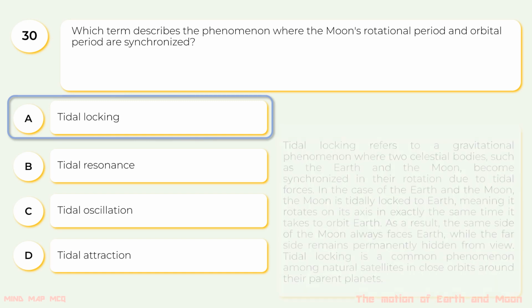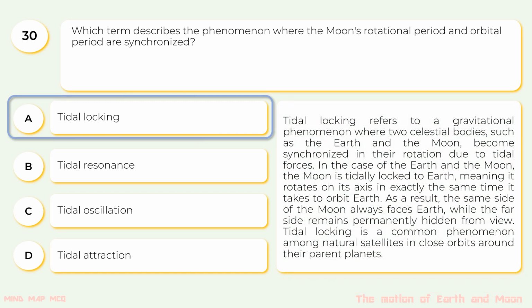Tidal locking. Tidal locking refers to a gravitational phenomenon where two celestial bodies, such as the Earth and the Moon, become synchronized in their rotation due to tidal forces. In the case of the Earth and the Moon, the Moon is tidally locked to Earth, meaning it rotates on its axis in exactly the same time it takes to orbit Earth. As a result, the same side of the Moon always faces Earth, while the far side remains permanently hidden from view. Tidal locking is a common phenomenon among natural satellites in close orbits around their parent planets.